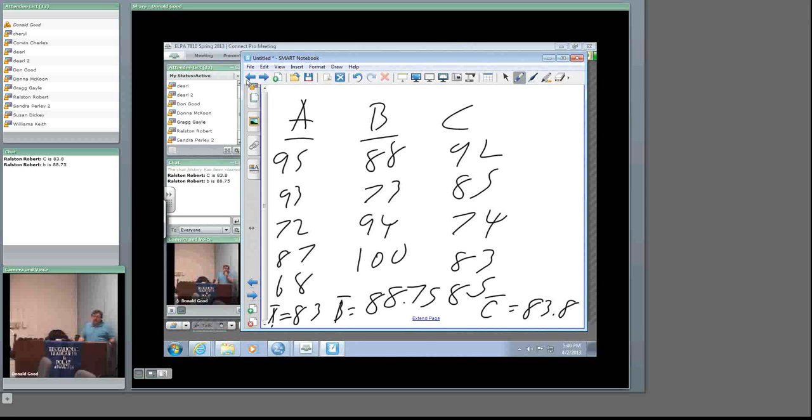If the answer to the first part is no, is there a significant difference somewhere? If the answer is no, there's no reason to look for where it is, because you already know it's not. It's kind of like this.